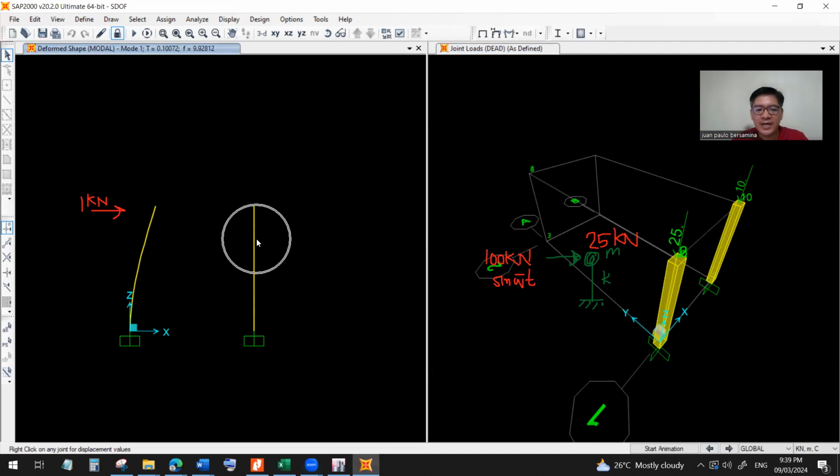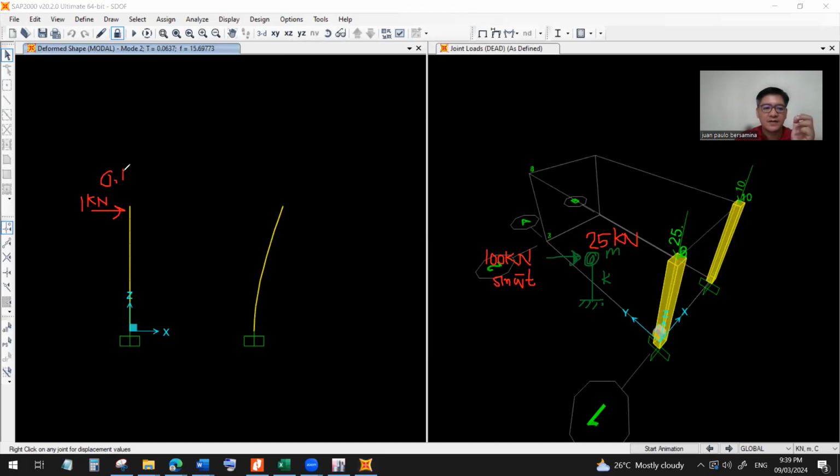How about this second body? It resulted in 0.06 second. So it is stiffer. So this one is stiffer, and this is flexible, 0.1 second, relatively flexible. So the left is flexible, having a period of 0.1. And this one is 0.06. Okay?